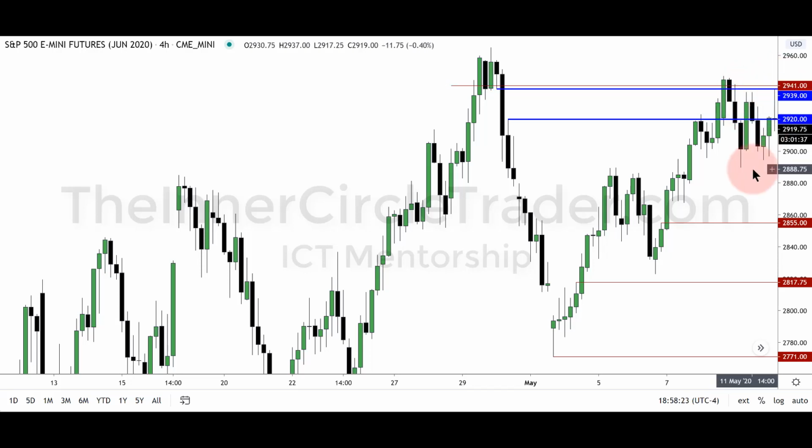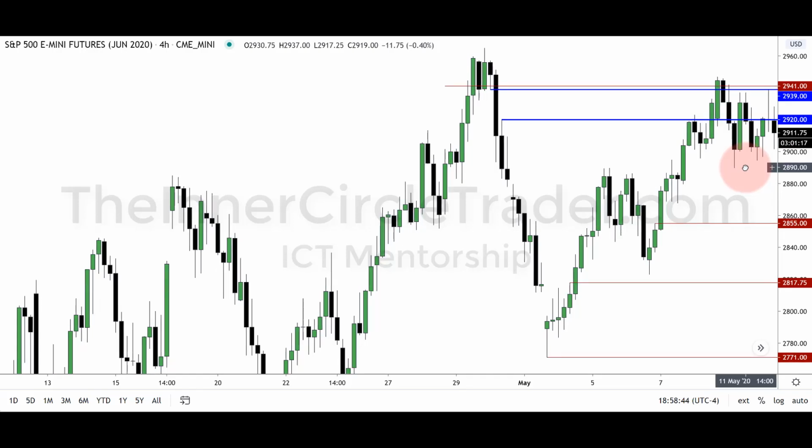But looking at it from a 4 hour perspective, right here, if you're not getting short in this touch of the top of the SIBI, or consequent encroachment, or the very next candle right when it opens, all you got to do, as soon as it starts trading, is get in there, and your stop could be above this candle's high. So if you look at how the candle trades next, we open with a little bit of a Judas swing here, and then we close down.